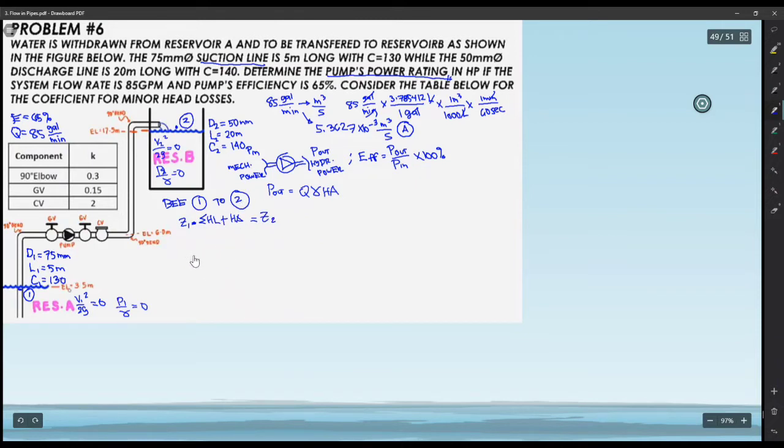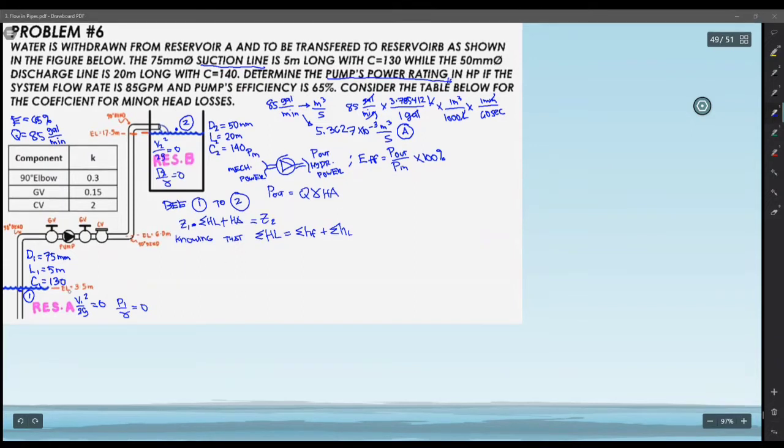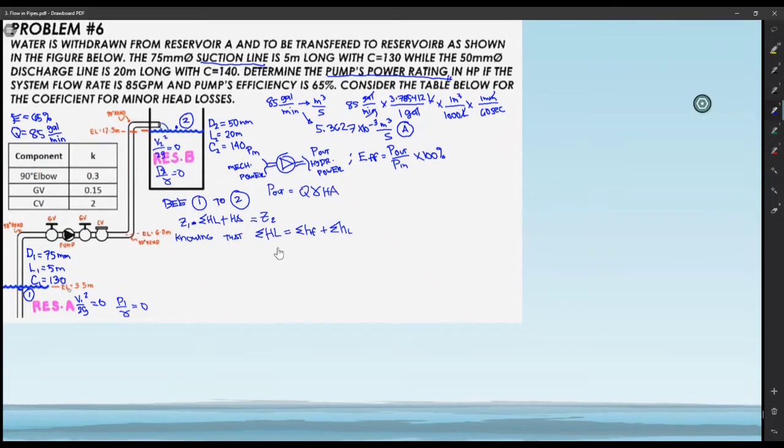So, what is best to do here? Maybe it is best to first find the head loss. So, again, knowing that the summation of head loss is just equal to the summation of our major head losses plus the summation of our minor head losses. I will first find the major head losses. For the major head losses, we will use the Hazen-Williams formula.